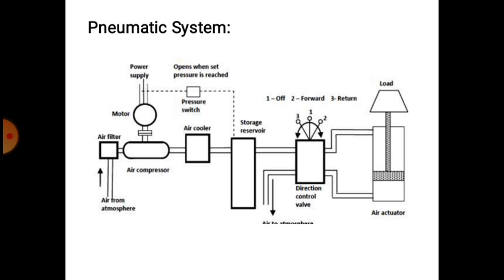And to stop and start the motor we are going to use the pressure switch. Automatically the motor is going to turn on and off. So when pressure decreases it will start the motor, and when pressure increases to the set pressure the motor is going to stop automatically.